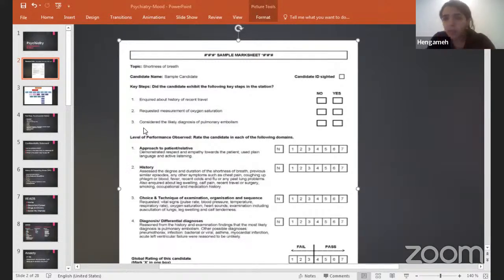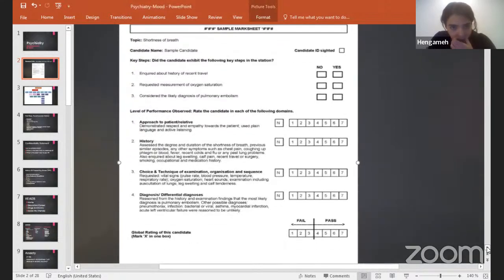Even the STEM is shared if you go to the pamphlet. It's on the AMC website. There's a STEM that indicates a pulmonary embolism. Number 2 key step is requested measurement of oxygen saturation. This is when most of us start with hemodynamic stability. So that's also a key step. And number 3, consider the likely diagnosis of pulmonary embolism. So coming up with the correct, most likely diagnosis is a key step in this case as well.